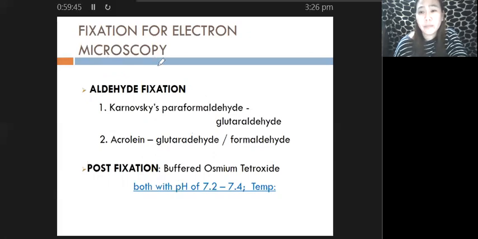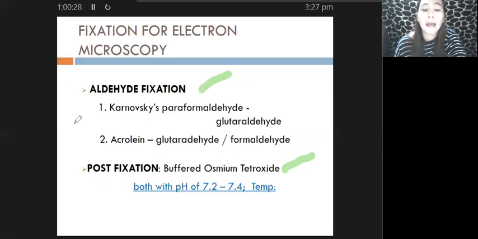So for electron microscopy, what procedure do we use? We have your double fixation. Okay, so double fixation involves the use of your aldehyde fixatives, and after which you make use of your osmium tetroxide. So aldehyde fixatives for electron microscopy include your Karnovsky and your acrolein. Okay, so remember that our goal in performing double fixation is to preserve the different minute details which are present in your cells and your tissues.